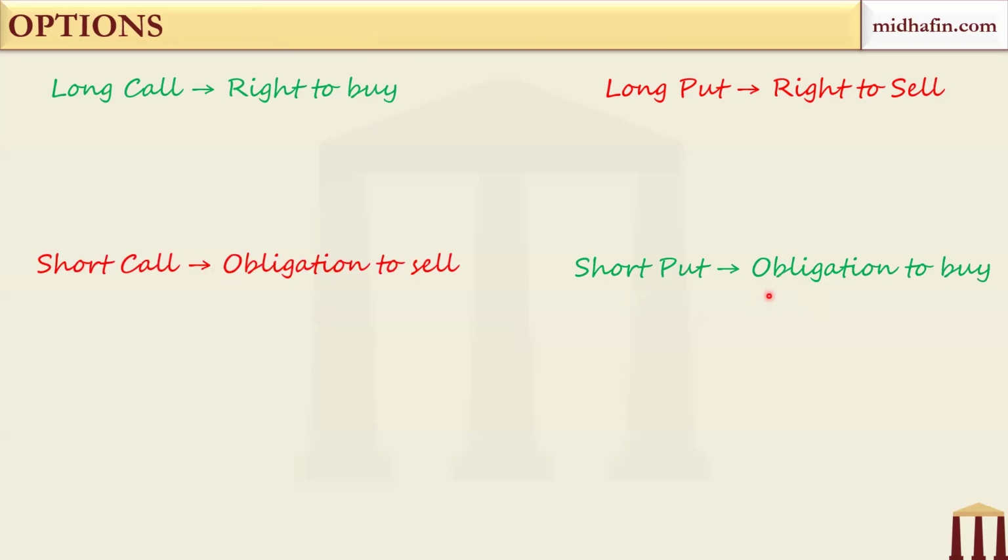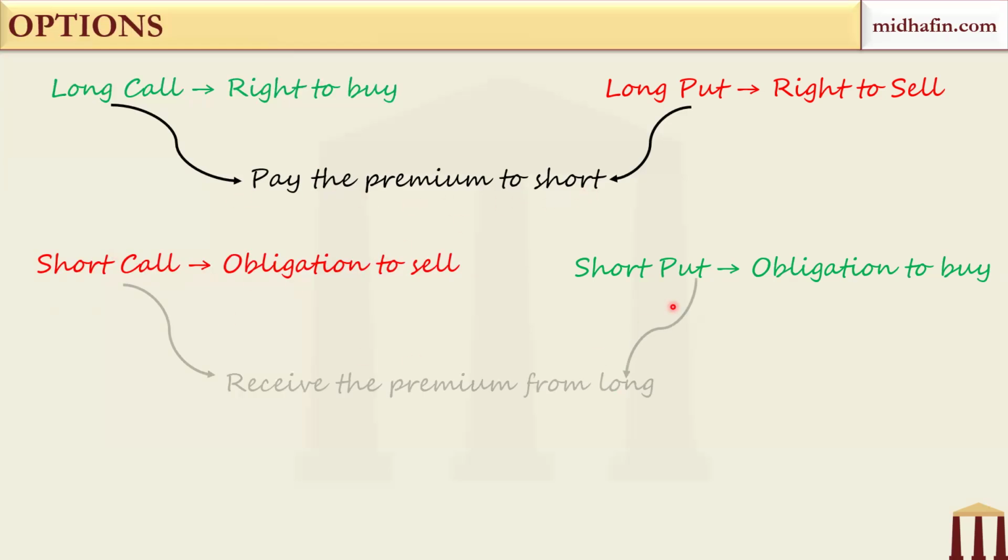Now, again, I'm coming to the question. Why will the short enter into such a transaction where they only have obligations but no rights? Because of the premium, the option premium. The long positions pay the premium to the short positions, and the short positions receive the premium from the long positions. Okay, so is it clear, Vedant?